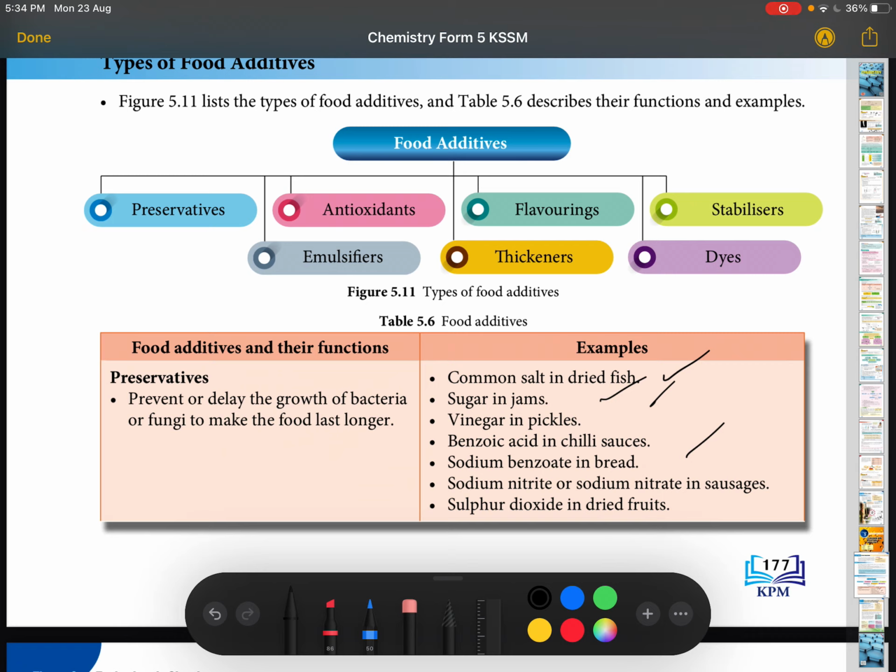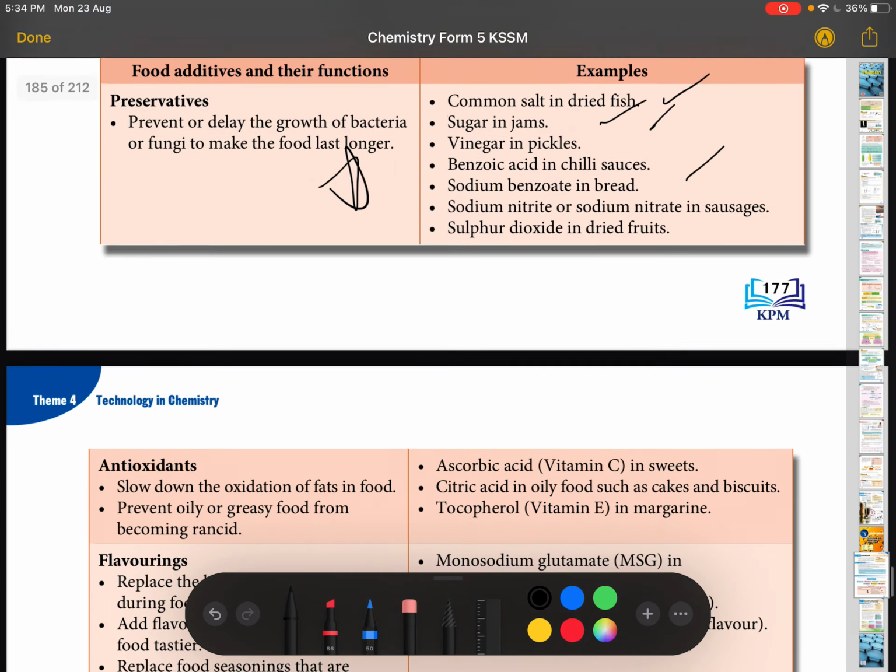I think this is very important. I think this is the most important additive. If they ask you for an answer, you should answer benzoic acid to be safe, if they ask you to suggest a type of additive. But if they talk about fish, you add salt. If they talk about jams, you add sugar, and so on.